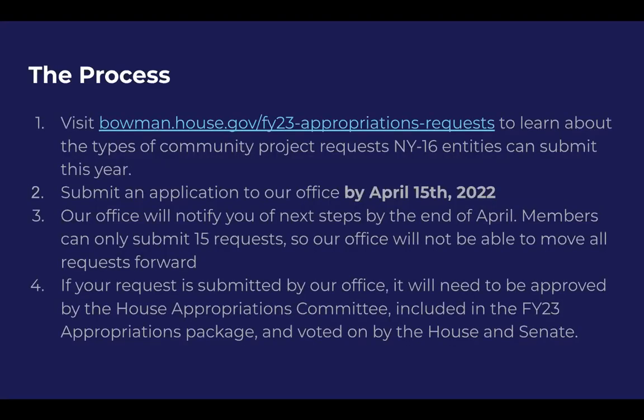The process for seeking community project funding is to first visit bowman.house.gov/FY23-appropriations-requests to learn about the types of community project requests New York 16 entities can submit this year. The second thing would be to submit an application to our office by the April 15th deadline. Our office will notify you of next steps by the end of April.